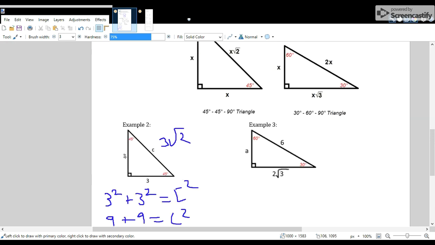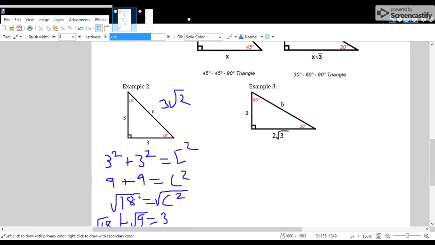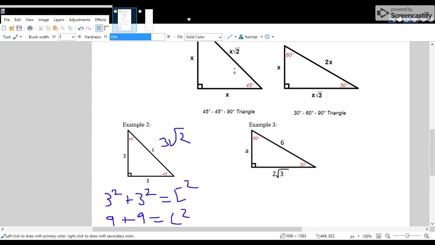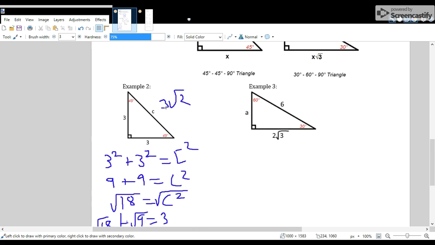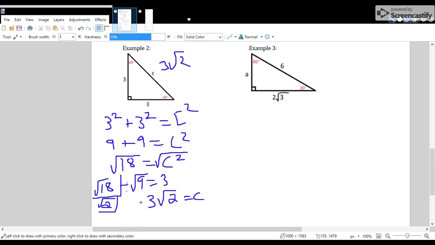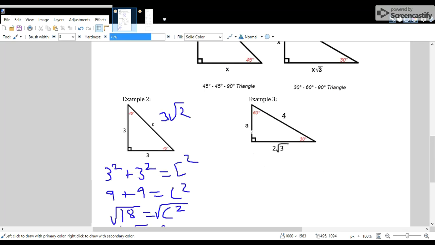So if you have 2 of the sides already, you can use the Pythagorean Theorem to find that third side. But if you only have one of the side lengths, you'll have to use this property. Now, using the property in this case would be a lot easier and faster. In fact, you don't even have to simplify the radical with it. Let's look at example 3 now. We have a 30, 60, 90 triangle.